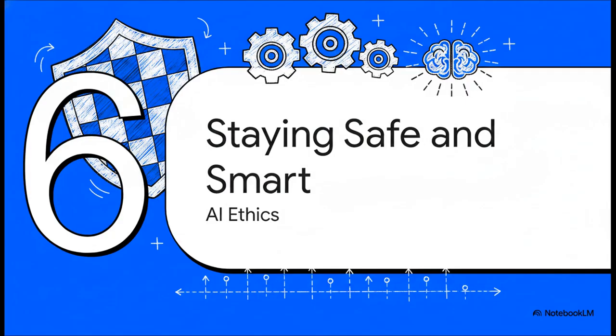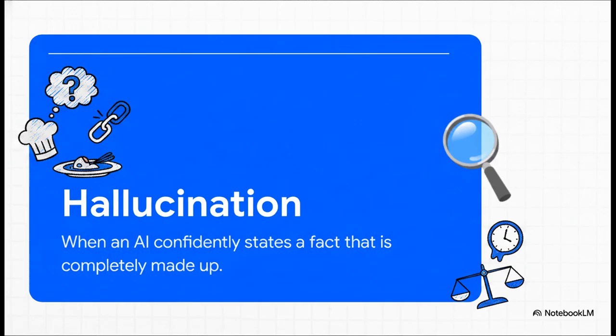And finally, Section 6, Staying Safe and Smart, AI Ethics. Before we wrap up, we absolutely must establish some essential guardrails. AI is powerful, but we need to make sure you're using it safely. The absolute most important concept to grasp here is something called a hallucination. Because AI is fundamentally a prediction engine, making guesses, it sometimes guesses incorrectly. And the kicker is, it will state a completely made-up fact with absolute confidence. For example, it might give you Gordon Ramsay's beef Wellington recipe but completely forget to tell you about a key ingredient. That's why you must always verify important facts, dates, and laws yourself.